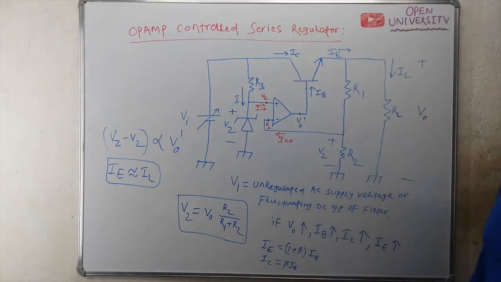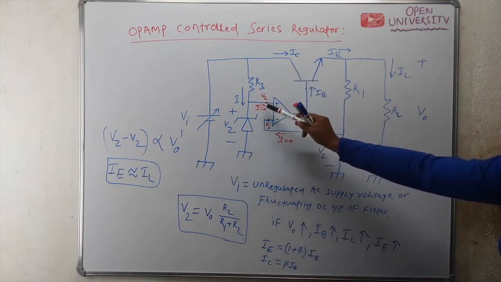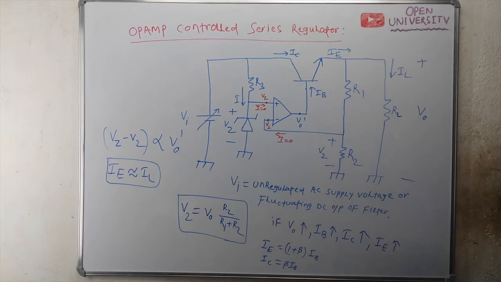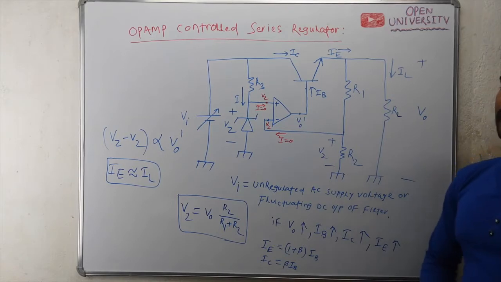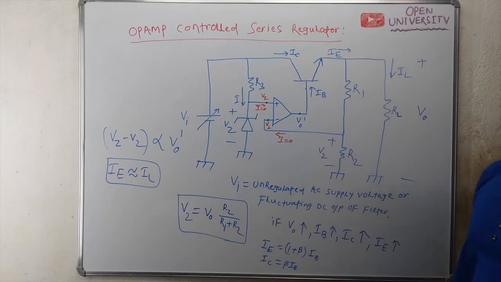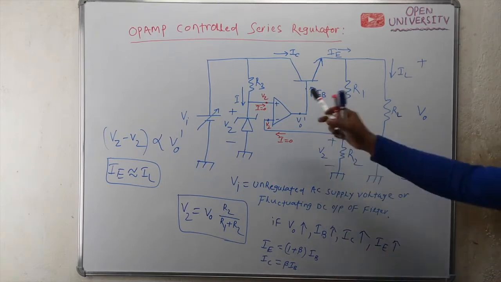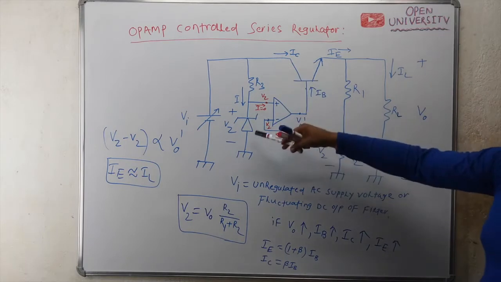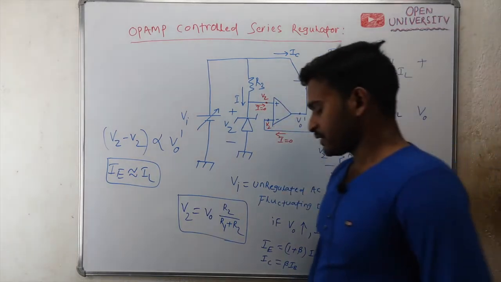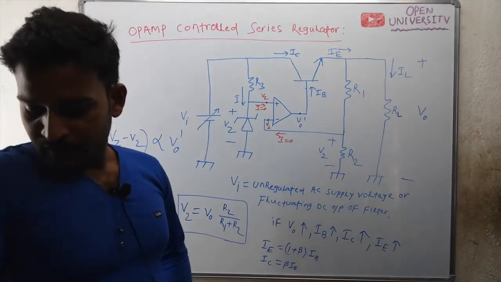Fixed at Vz. The purpose of the Zener diode is to keep the voltage at the non-inverting terminal of the op-amp fixed at Vz. Okay, write down the next point. Resistor R3 is connected to limit, or to control, the current through the Zener diode.